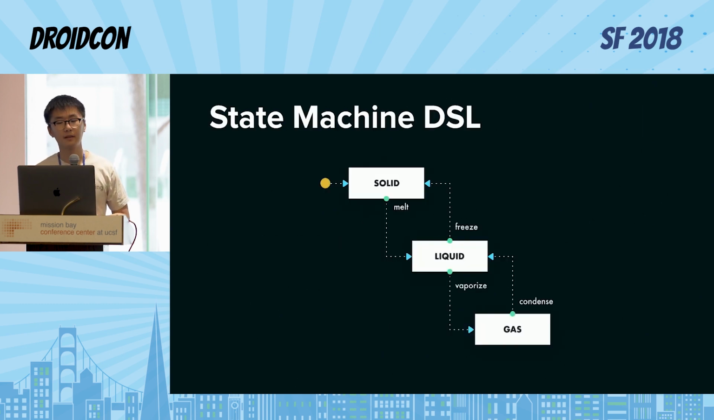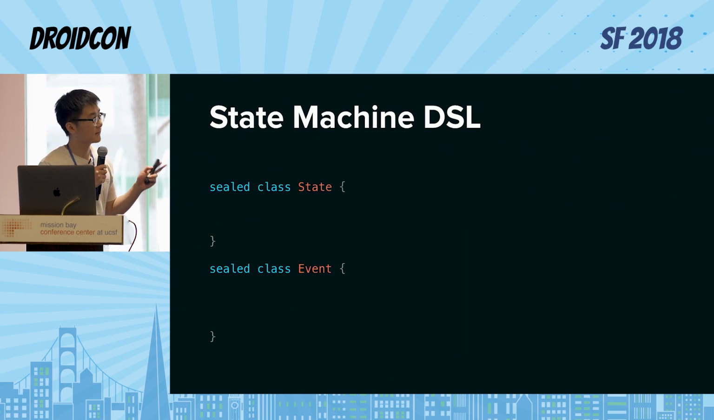This is a water state machine. We all know that water has three states. It can be solid, liquid, and gas. And there are 4 possible transitions between them. Let's model the state machine in Kotlin.